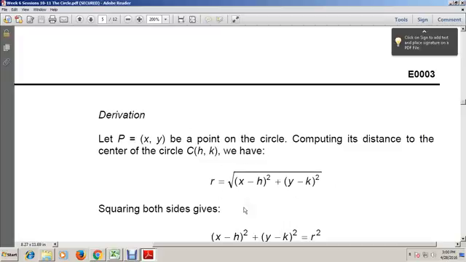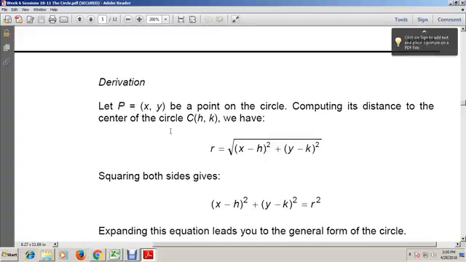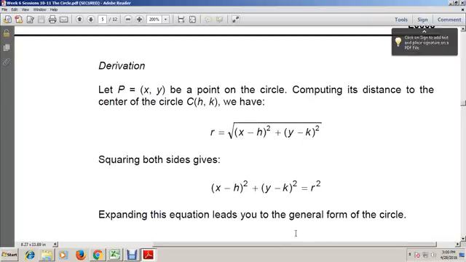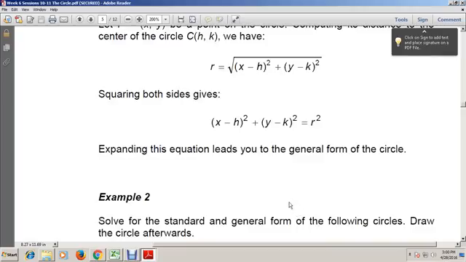So this is the form of the distance formula, but if we're going to apply the given coordinates and the symbols for r, for the coordinates of C and the coordinates for P, the distance formula will have this form: r is equal to the square root of (x minus h) squared plus (y minus k) squared. Of course, if we're going to square both sides, we will have r squared as equal to (x minus h) squared plus (y minus k) squared. Expanding the equation leads to the general form of the circle.